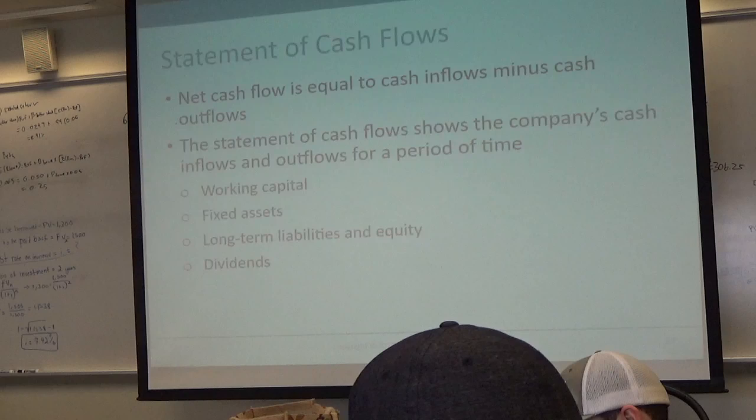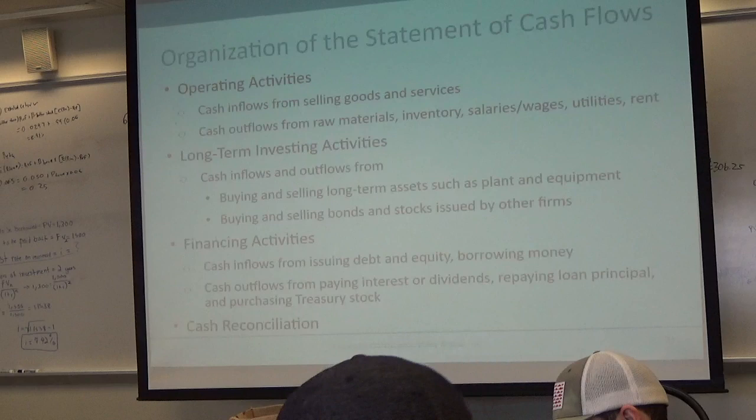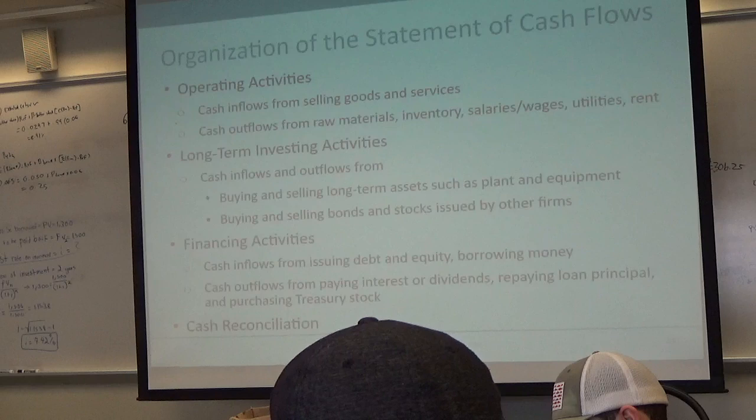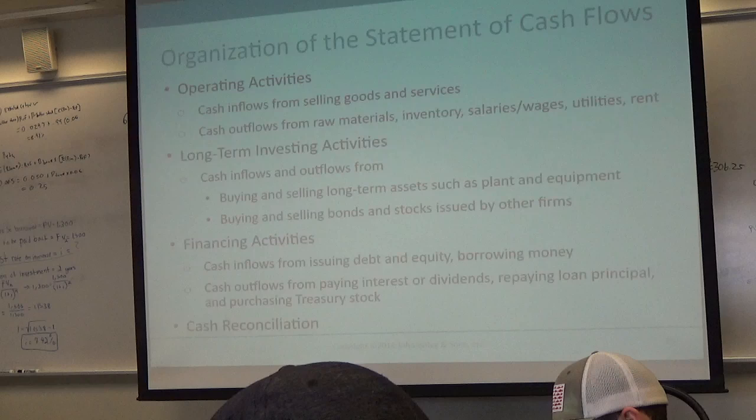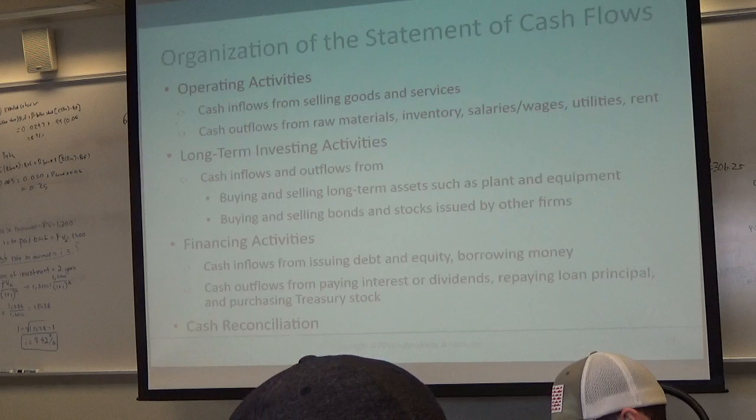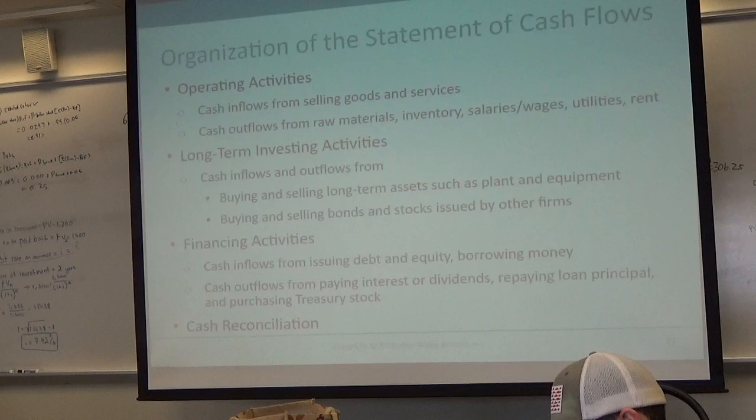and equity, and dividends. The way the cash flow statement is organized is that you have your operating activities: cash inflows from selling goods and services, and outflows for raw materials, inventory, salaries, wages, utilities, and rent. Those are things you have to spend money on, and selling the goods is the inflow. That's what you're generating cash from.